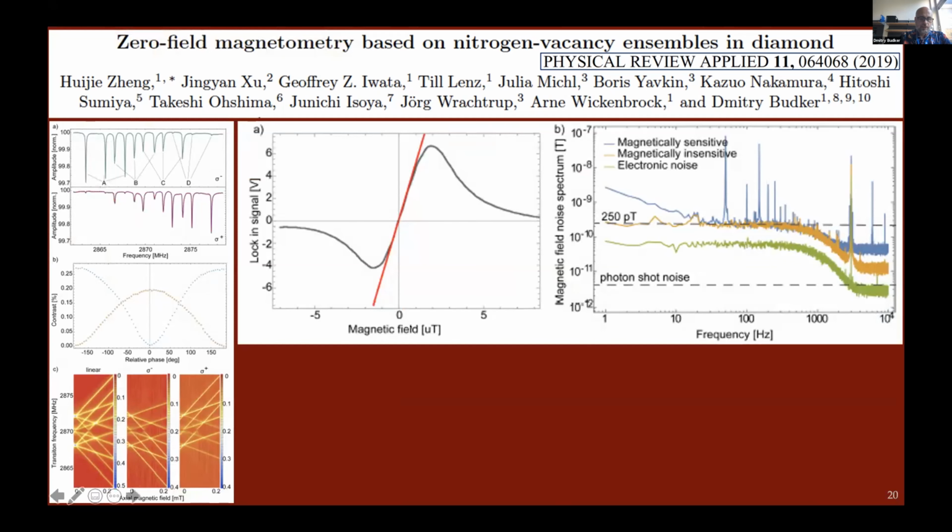And with this, what you can do, so this is the picture made with linearly polarized microwaves, and these are circularly polarized microwaves. You can see that you can basically kill one of these families and now have resonances that are linearly dependent on your magnetic field at zero field. And in this work, we have demonstrated a zero field ensemble magnetometer.